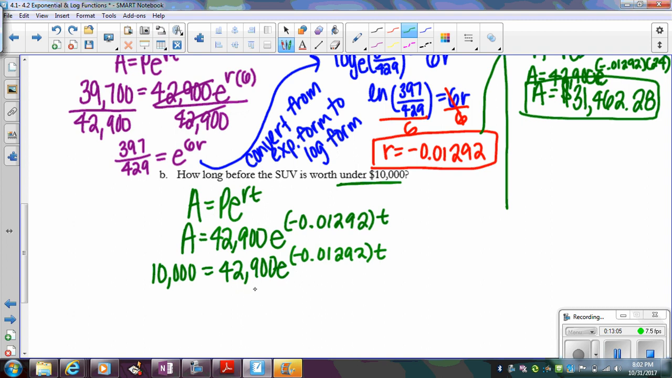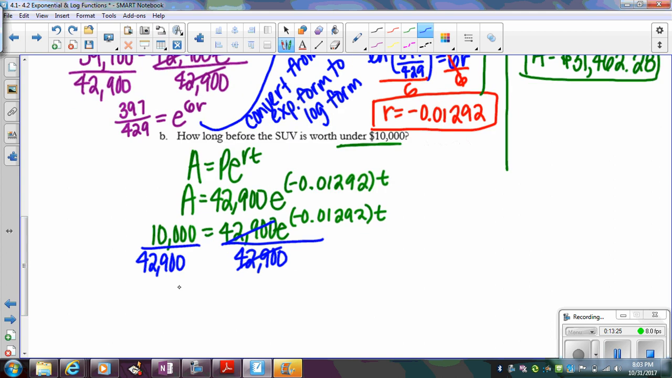So first thing, trying to get T by itself. This is going to be very similar to how we solve for R, because T is an exponent. So it's pretty much the same idea. Let's start by getting the 42,000 on the other side so we don't have to worry about that. So we end up with 100 over 429. Again, leaving that as a fraction is going to be important. And we get E to the negative 0.01292T.